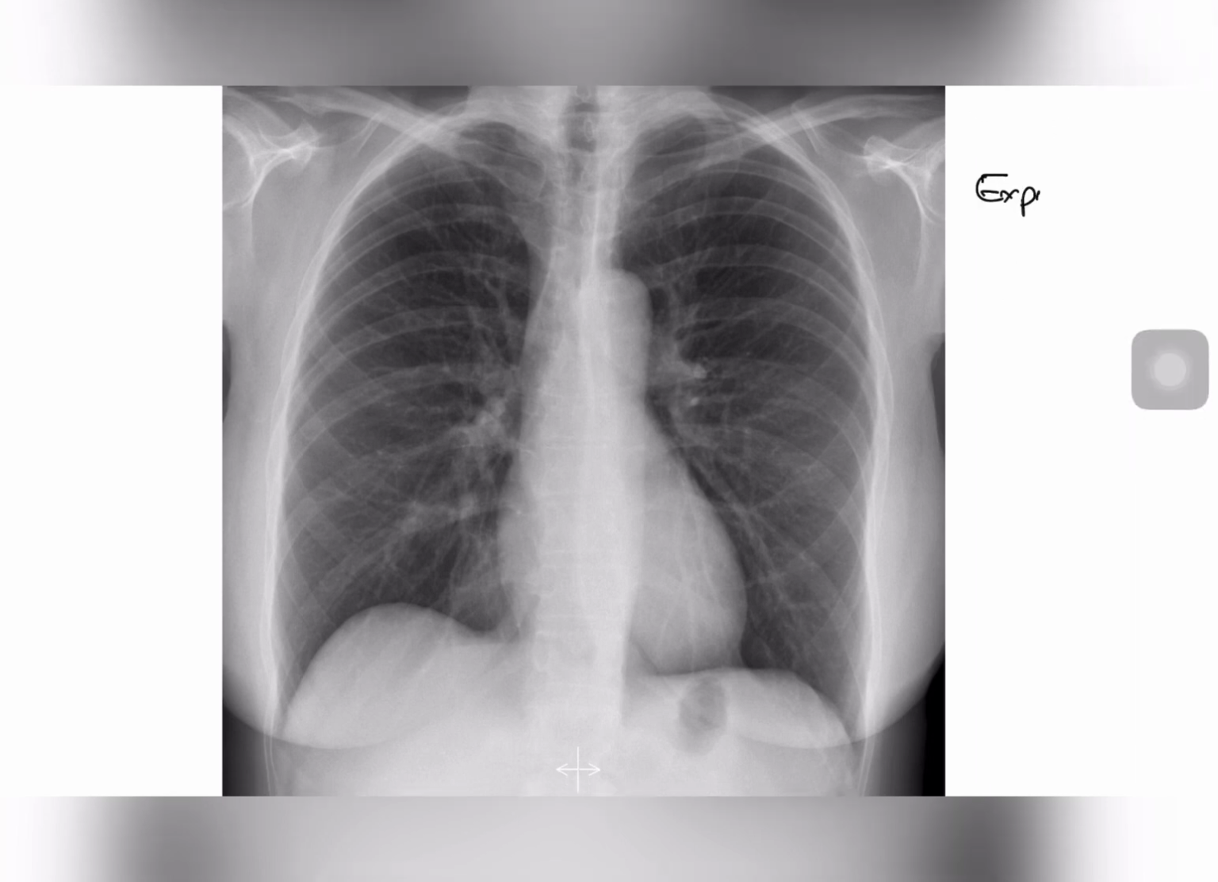In the exposure, the left hemidiaphragm should be visible to the spine and the vertebra should be visible behind the heart. So this is the end of the first part of the chest X-ray interpretation guide.